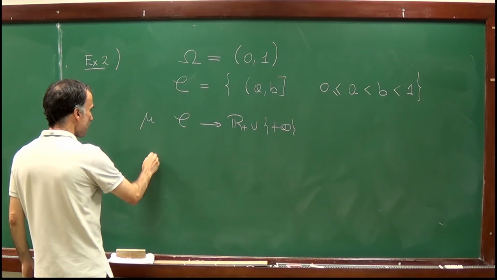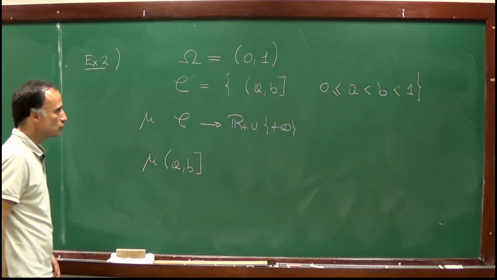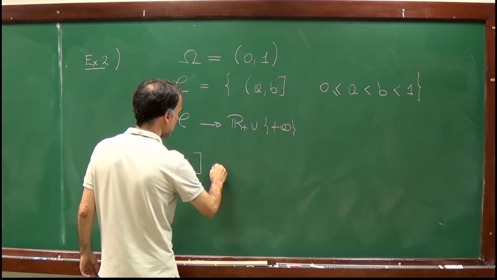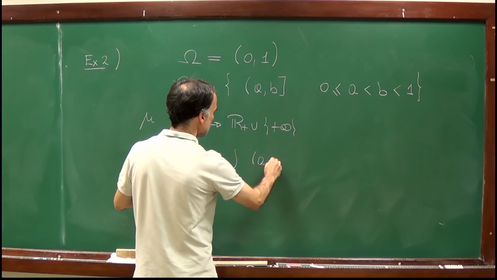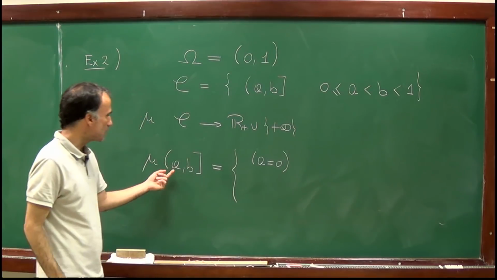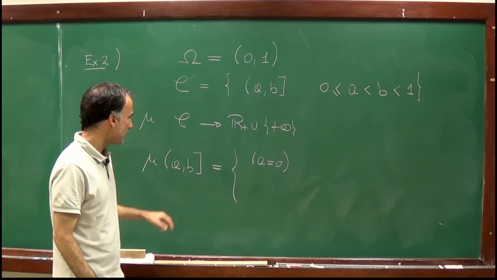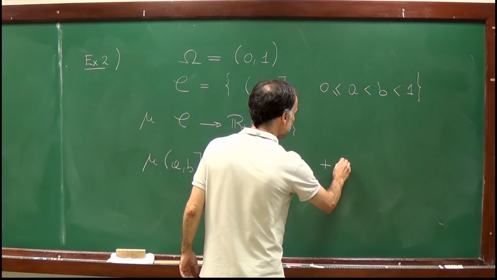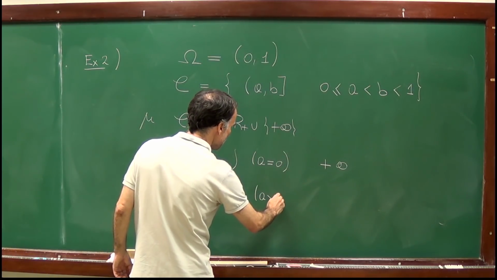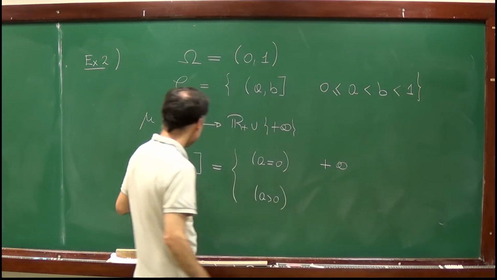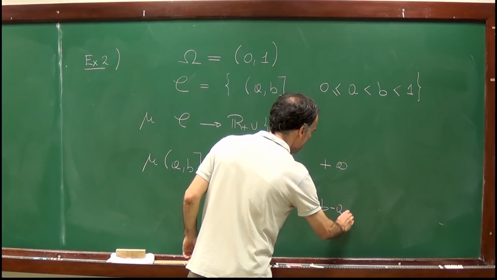as follows. Well, mu of this set (a,b] will be: if a is equal to 0, so if I'm taking (0,b], b strictly bigger than 0, then I will define mu of (a,b] to be plus infinity. And now if a is strictly positive, I will define mu of (a,b] as the length of this interval, which is b minus a.